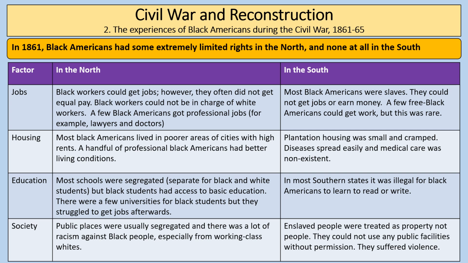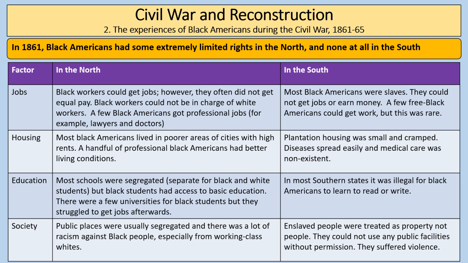In terms of education, in the North, most schools were segregated, which meant separate schools for Black and white students, but Black students had access to basic education. There were a few universities for Black students, but they struggled to get jobs afterwards. In most southern states, it was illegal for Black Americans to learn to read or write.